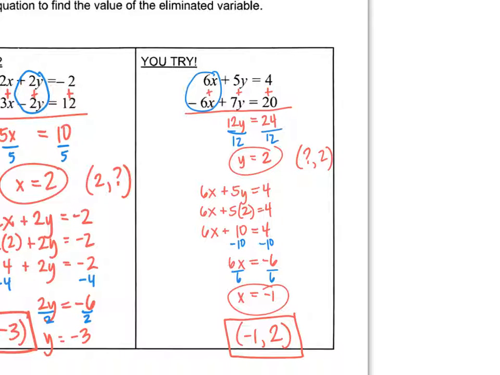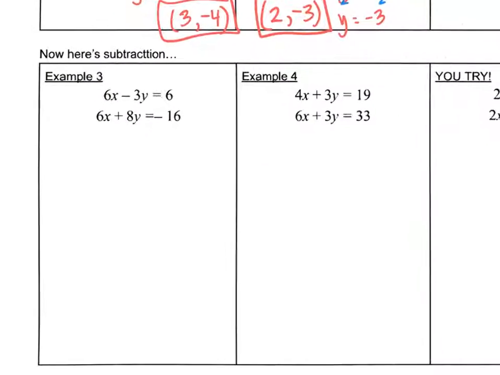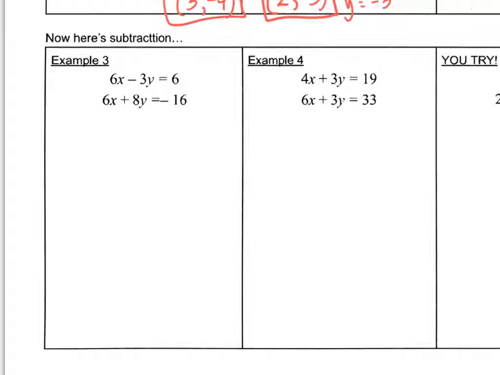So now we're going to go on to using subtraction for this elimination method. Let's go to our example number 3. I'll be working both of these out, and then you'll be trying that last one. We're going to do subtraction, and you'll see why we need to use subtraction as opposed to addition. That's what you need to think about when you do the homework, when you do any practice: should I use addition or subtraction?